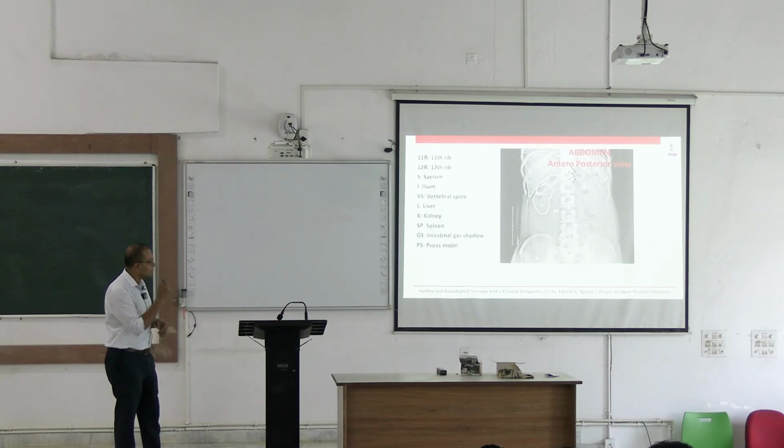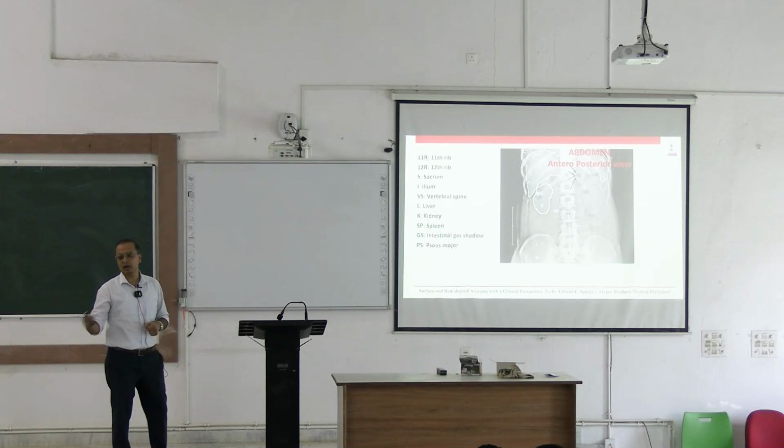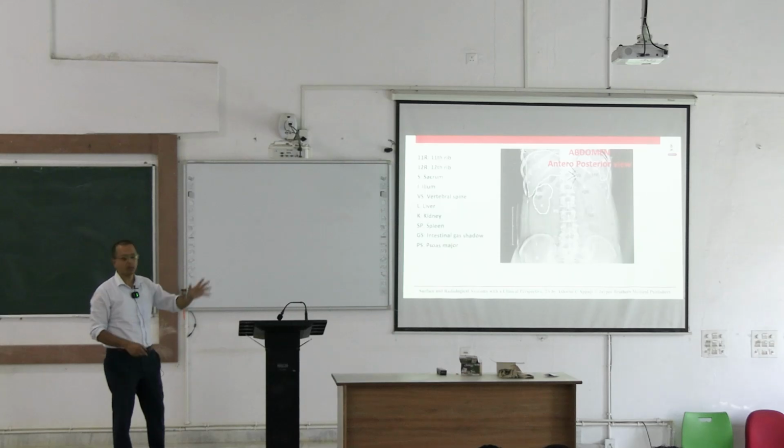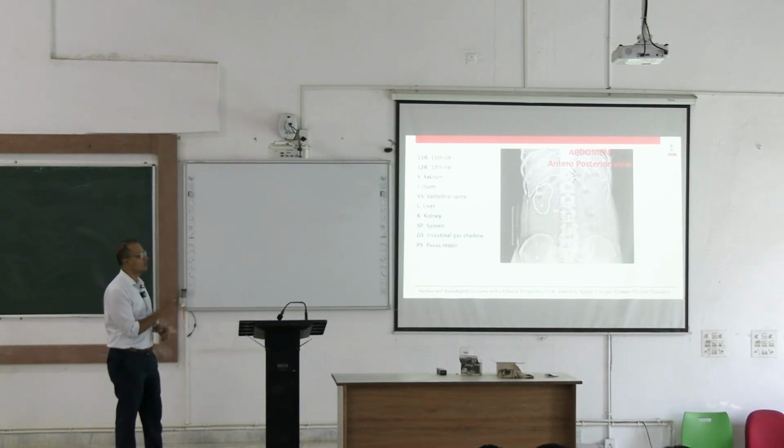Once you're done with this particular X-ray of this particular region, then you go for soft tissue shadows. That means anything beyond this particular ivory shadows, the gray shadows over there. That means you have a placement of the liver likely there, kidneys present there, but they are not visible. So they are known as soft tissue shadows.